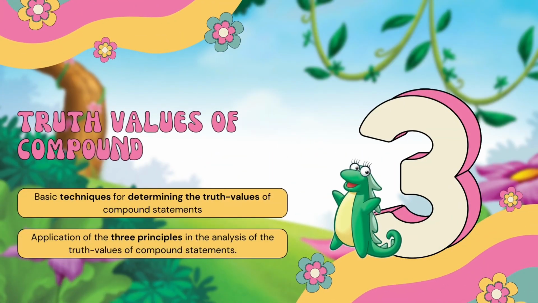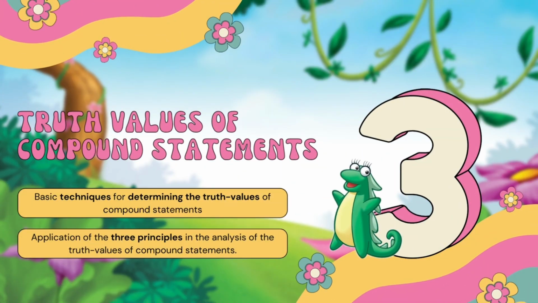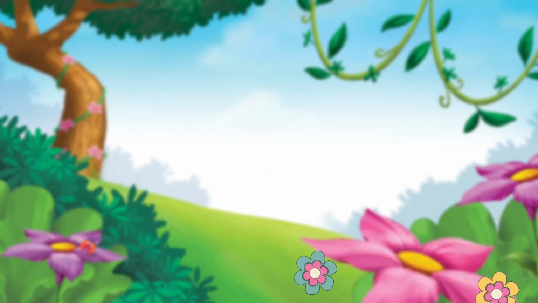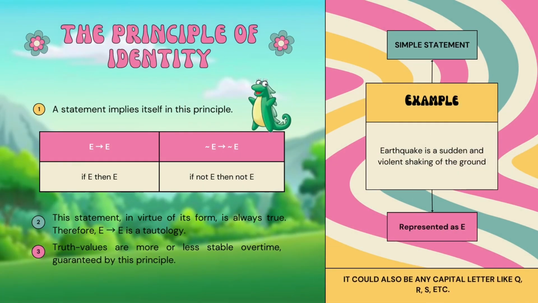Hola, soy Isa, and let us now move on to Module 3, Truth Values of Compound Statements. This module will be pursuing the application of the three principles and the analysis of the truth values of compound statements. Let us go on with the first principle, the principle of identity. Suppose we represent the simple statement, earthquake is a sudden and violent shaking of the ground, by the capital letter E. And suppose we know that this is true by definition. So, if E is true, then E is true.